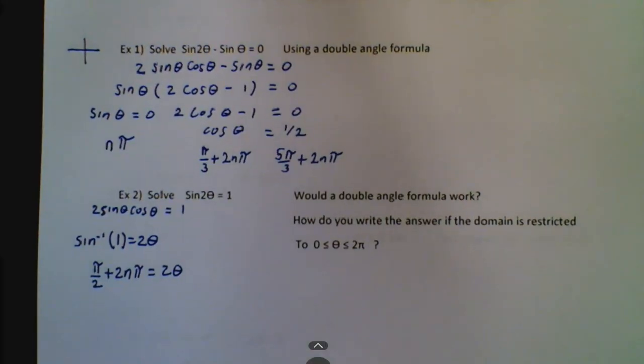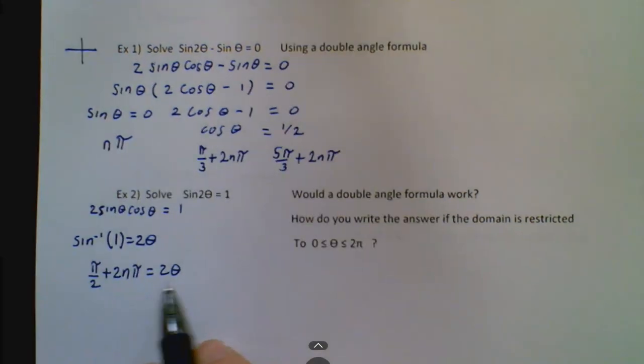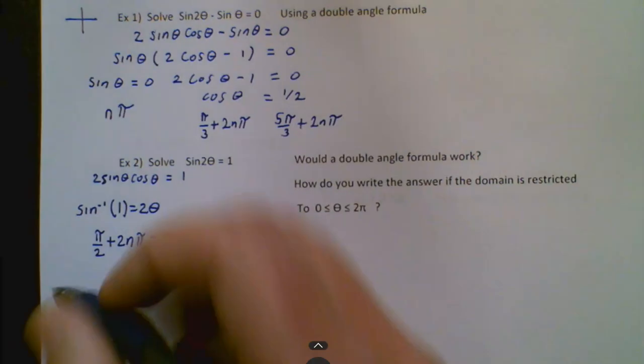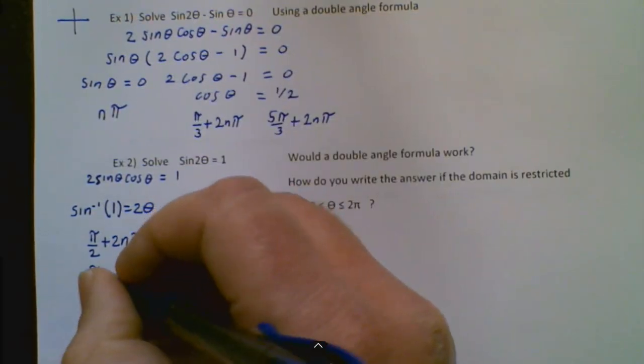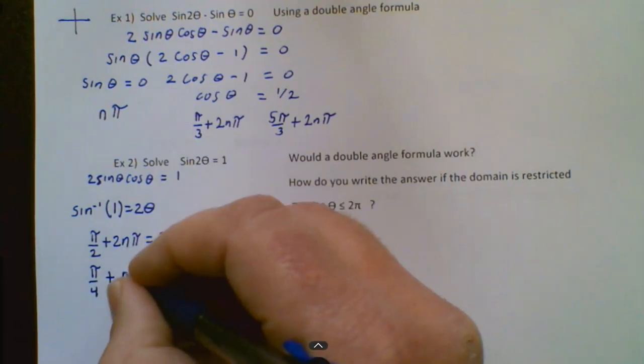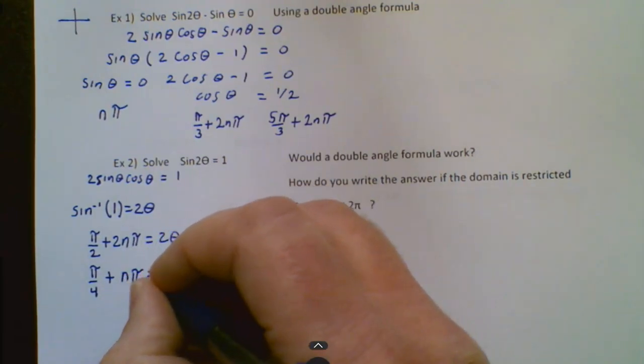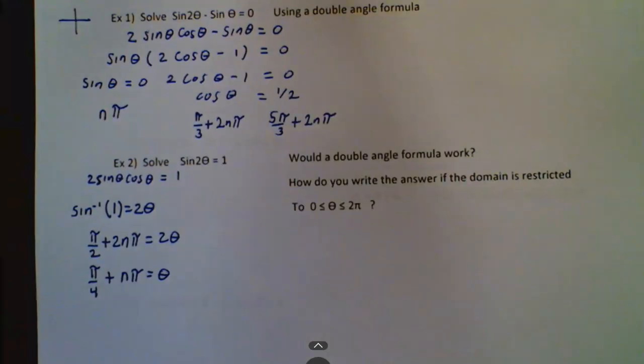But notice in this case, that wasn't solving for theta, that was solving for 2 theta. So I still need to divide everything by 2 in order to isolate my angle. So if I divide everything by 2, this becomes pi over 4, and this just becomes n pi. So now I have this.